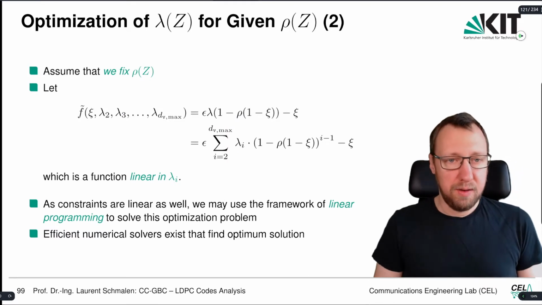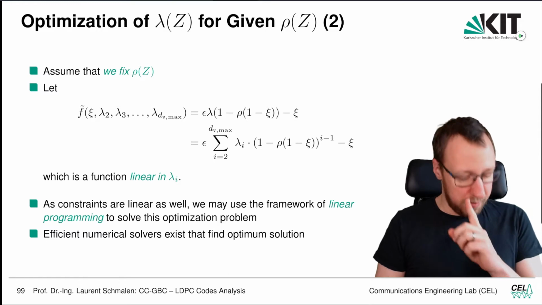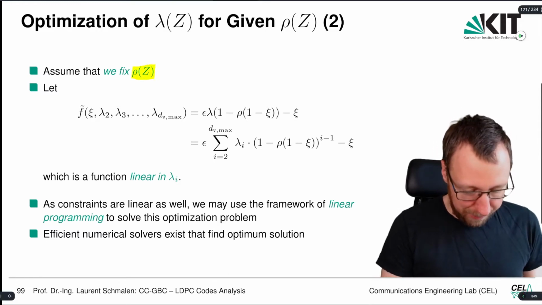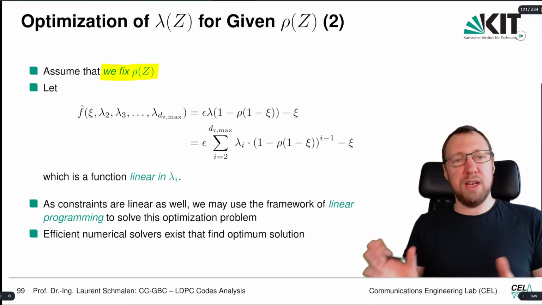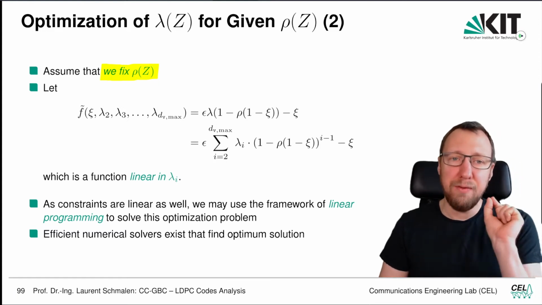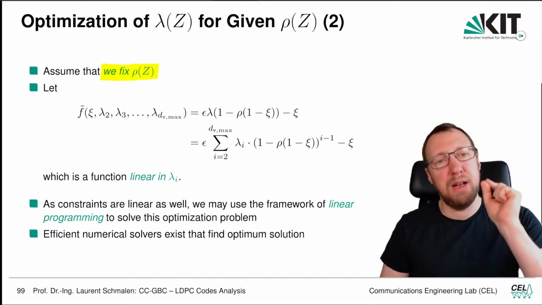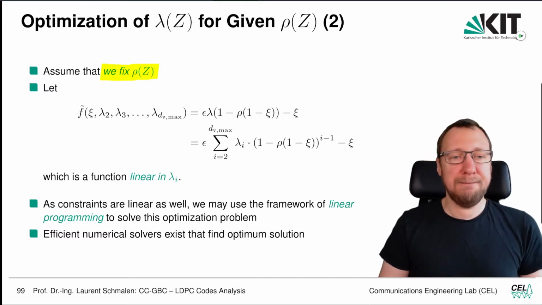So first thing we do is we fix row offset. So we assume that row offset is already there. We have some genie that gives us row offset, and then we say for this given row offset, we want to find the best possible lambda offset.